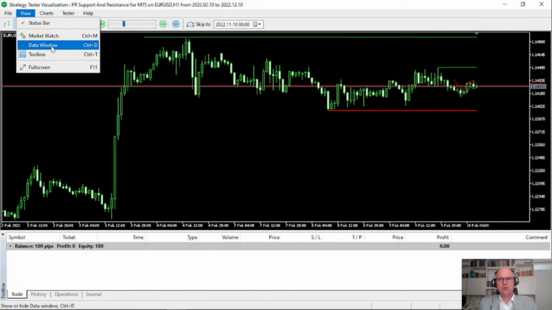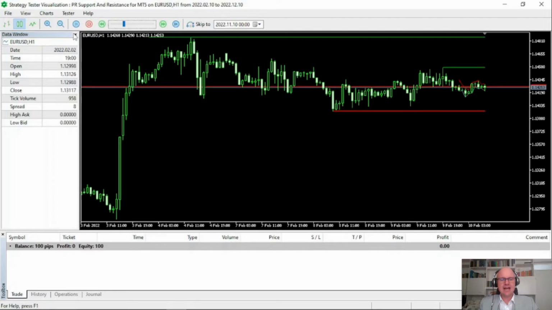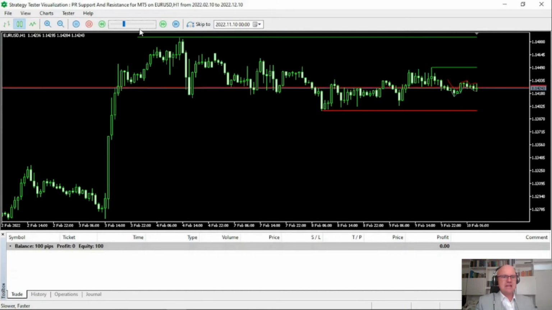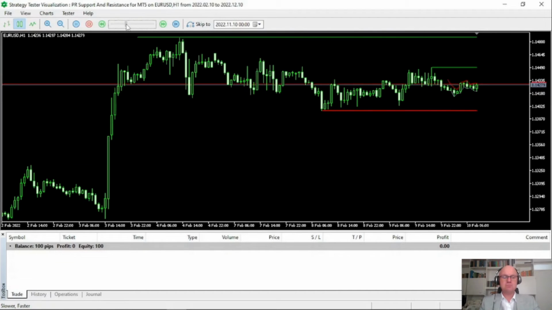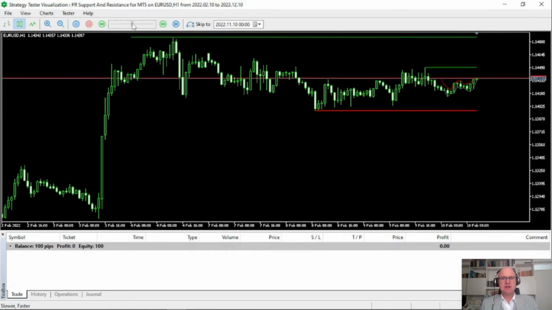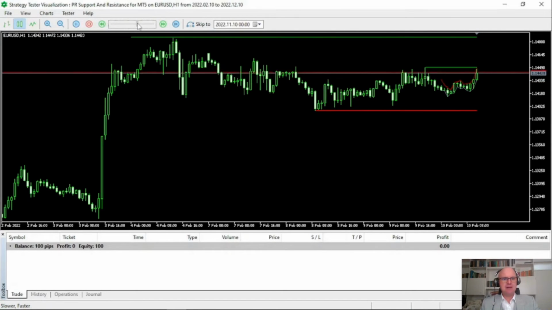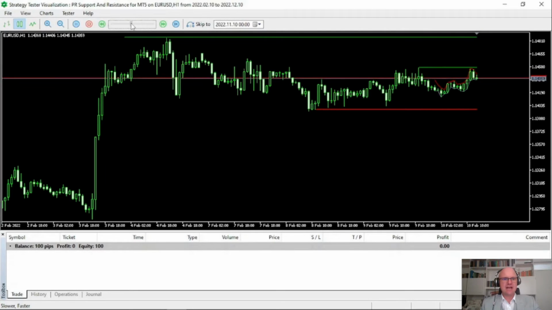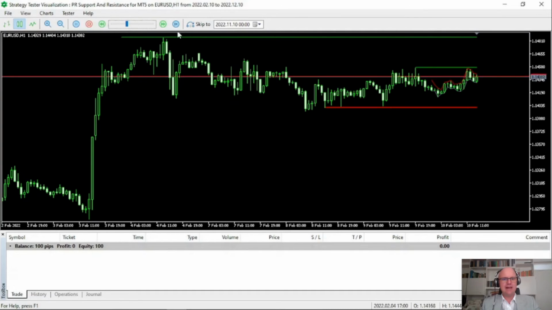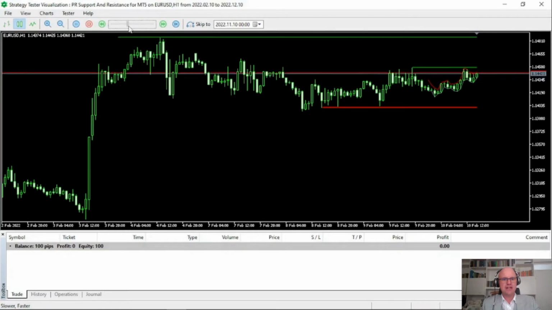It is important to note that this is a repainting indicator. What this means is that after price has moved past a certain point, it can alter the way that it displays on the chart. So I'm going to speed up a little so that we can look at an example. If you look at the bottom support, you will see that it is moving alongside. However, the level has not changed.